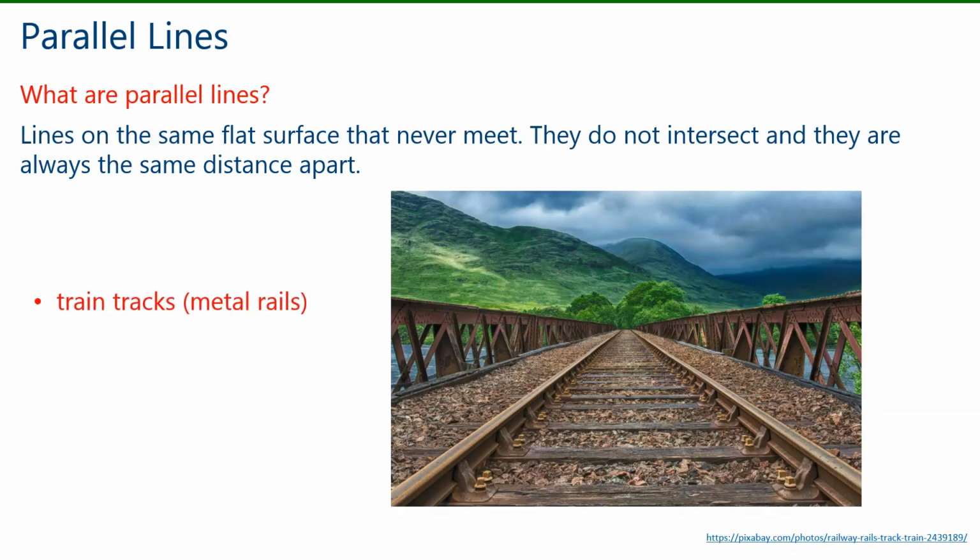We have the train tracks, the metal rails, right here is parallel to the one on the other side. We have the rails on the bridge, so this rail would be parallel to this side. And finally, we have the railway ties, which are the wooden pieces in between the tracks. So we have at least 3 different sets of parallel lines in this diagram.